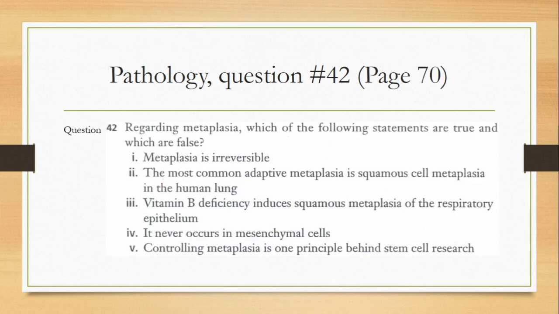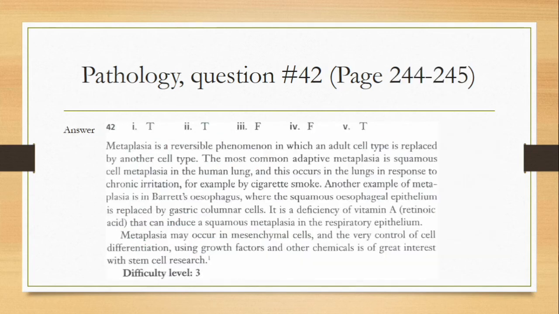And question 42, also about pathology, asks about metaplasia. And statement number 1 says that metaplasia is irreversible. And the answer says that it's true. And it explains that metaplasia is reversible. So it means that this should be false instead of true.